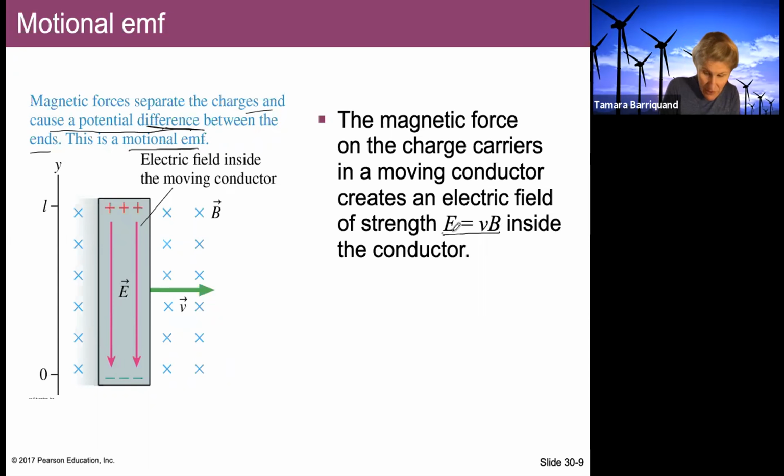So let's think about what that potential difference would be. Well, we know that the electric field is equal to V times B. And we know that the potential difference is equal to negative the integral of E dot ds, where in this case the integral for E dot ds is going to be along this length, L. From 0 to L, we can integrate 0 to L. And in that case, our electric field is going the opposite direction, so that would be a negative E times dl.